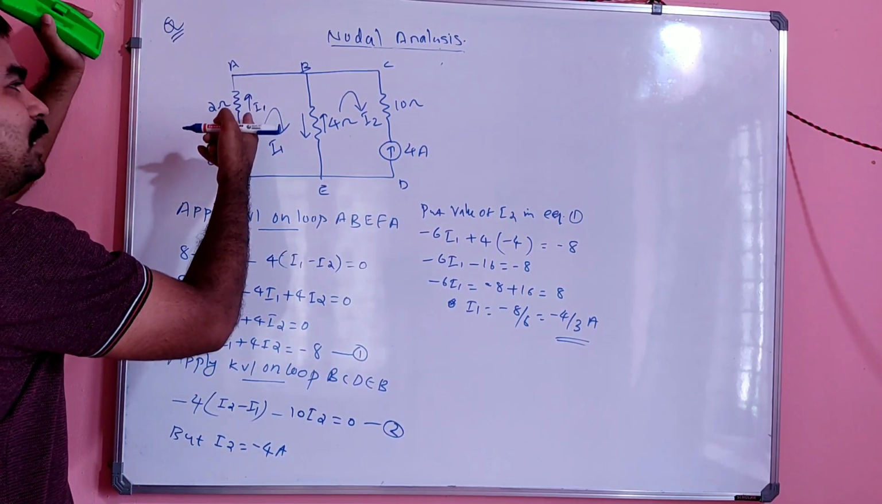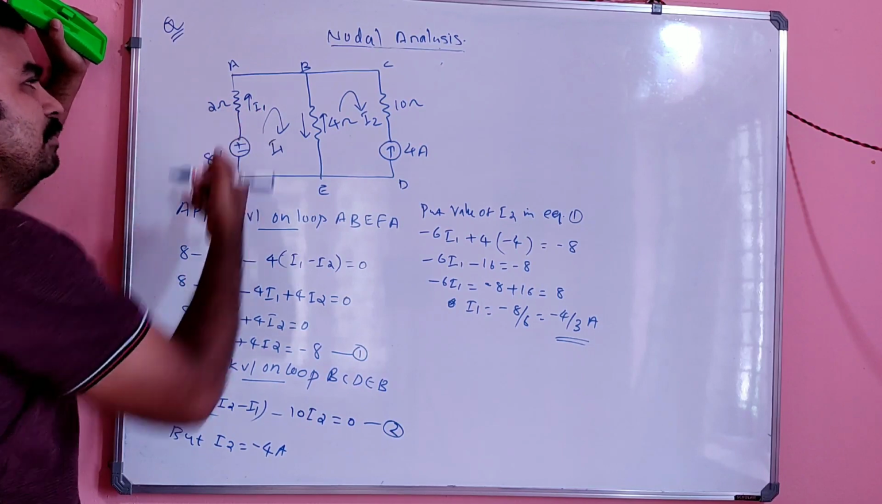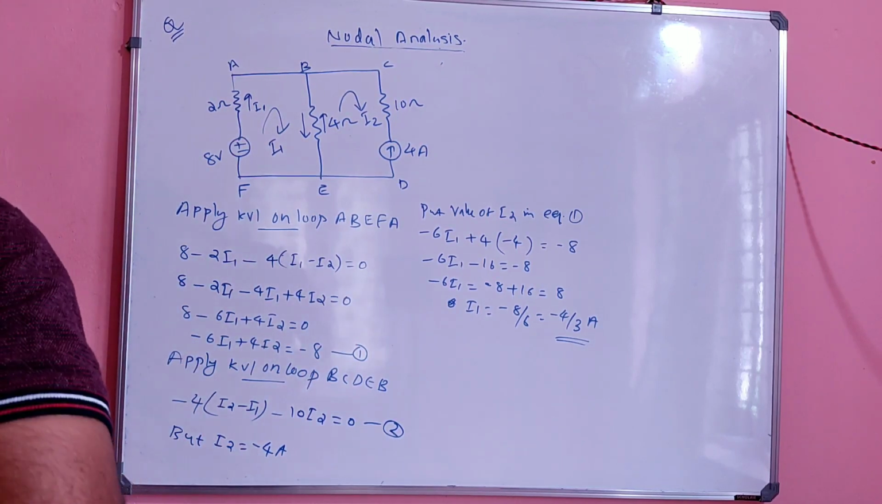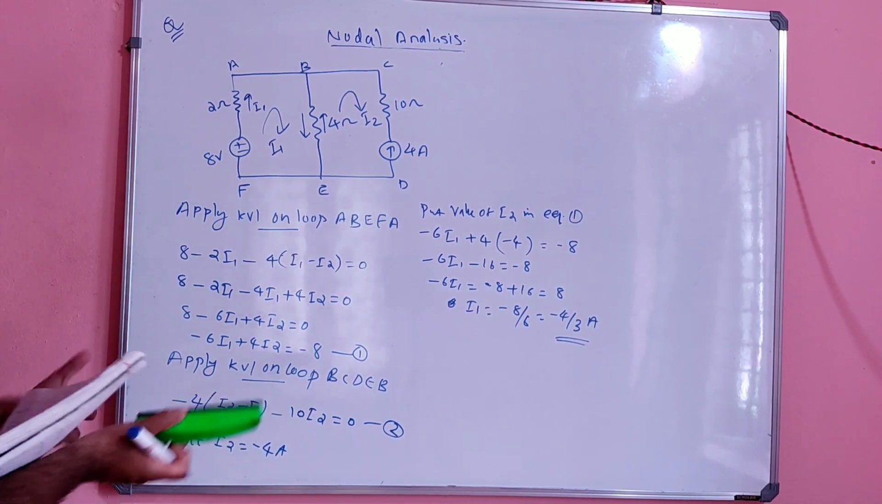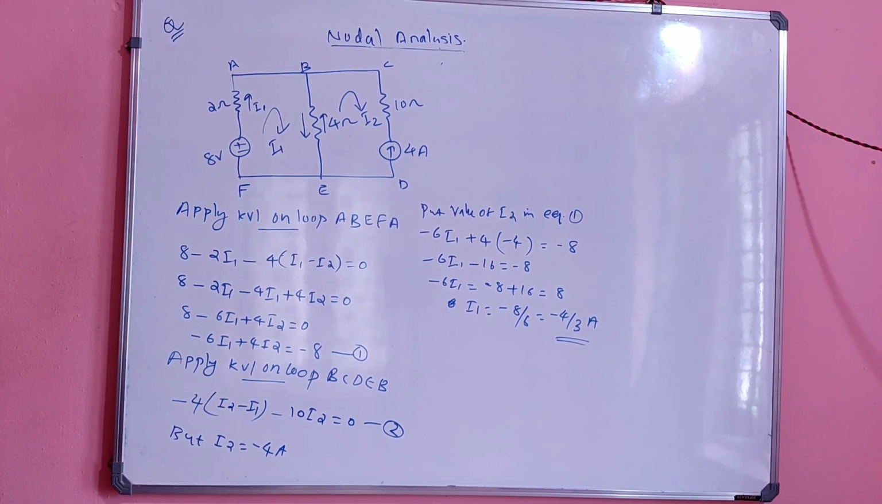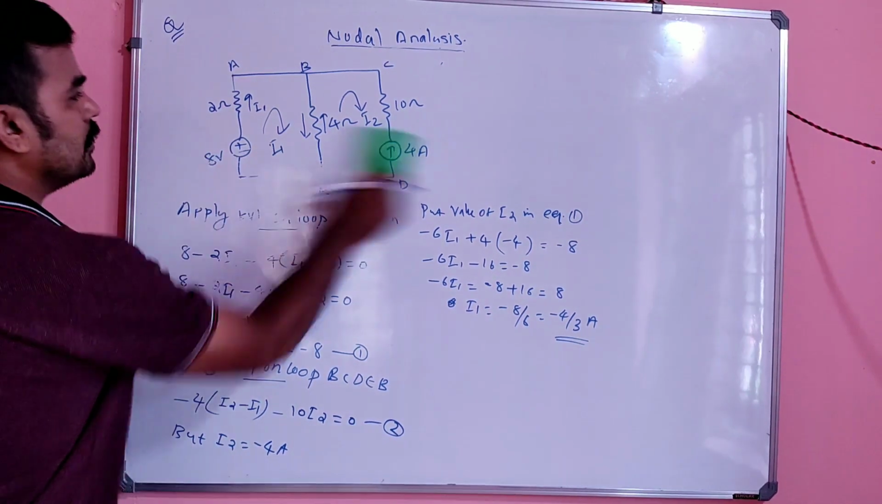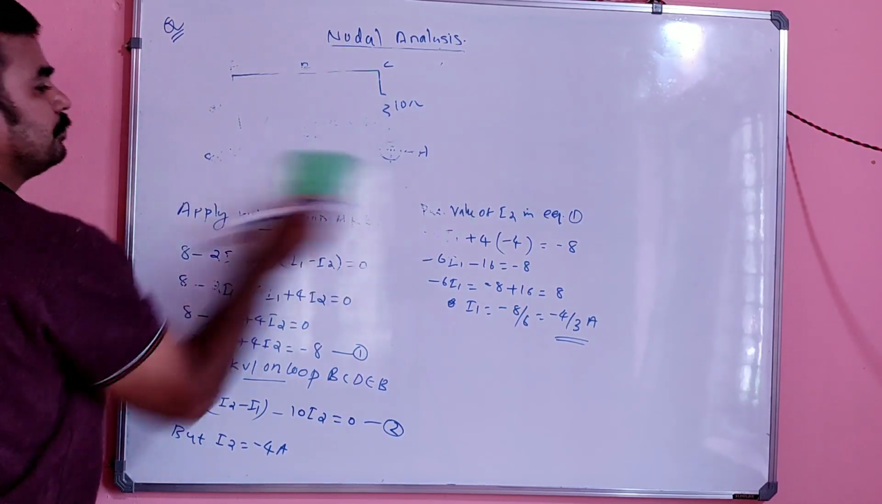So you had to find the value of I1 now. So this I1 will be equal to what? Minus 4 by 3 ampere. Let's check the answer. Yes, correct. It is minus 4 by 3. Is it clear? I think it's very clear to you. Okay, let's move to another problem.